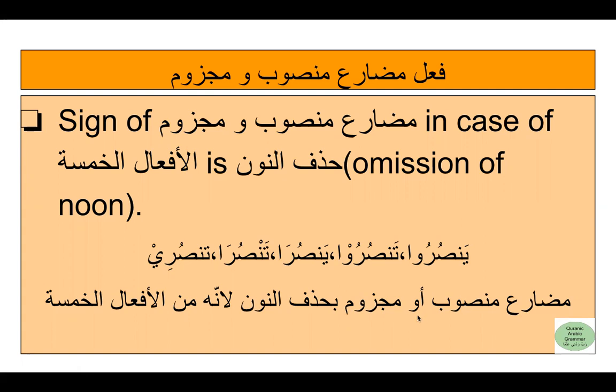So why I gave these two options is that it depends on what is causing the noon to drop. If it is dropped by a particle from huruf nasb lil mudari, then your mudari is going to be mansub. And if it is due to huruf jazim lil mudari, then it's going to be majzoom. And we will learn that there are other adawat that can result in mudari majzoom.